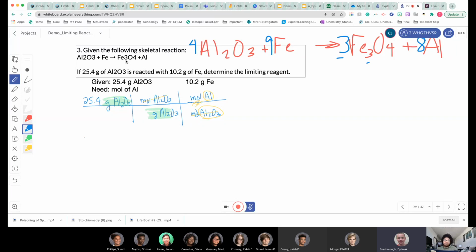Phone a friend and ask them, are we done? I know I'm not. Oh, yes, we're done. Why are we done? Because we needed mole of Al. Correct. Does everybody see that? My need is moles of aluminum, and I have moles of aluminum on top, which means I can stop. All right. Now what do I do?